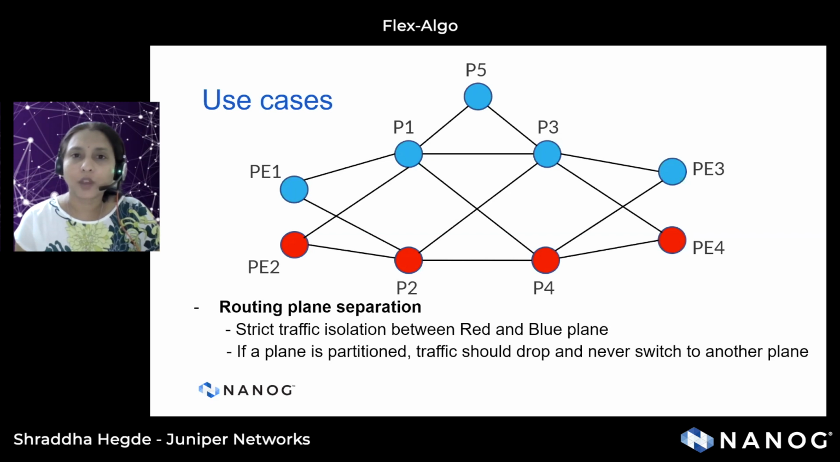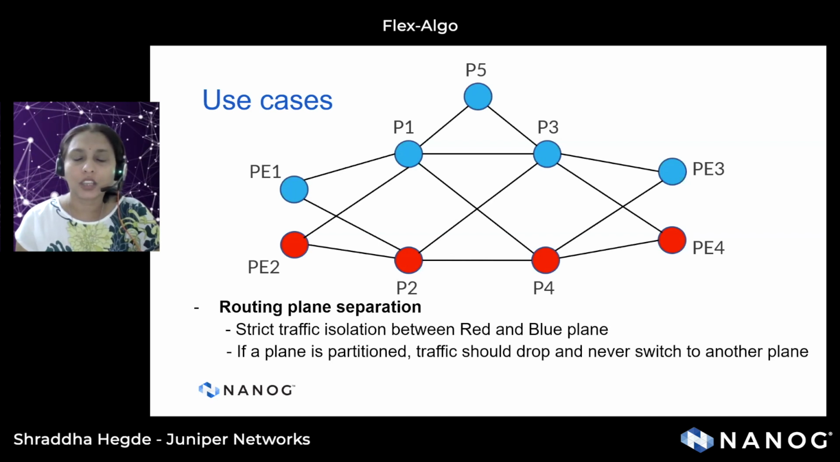So that's the requirement for certain financial applications, and FlexAlgo solves it using two separate topologies. With FlexAlgo, you can define a blue FlexAlgo and a red FlexAlgo. The blue FlexAlgo will see nodes and links pertaining to only the blue plane, whereas the red FlexAlgo will see only the links and nodes pertaining to the red plane.